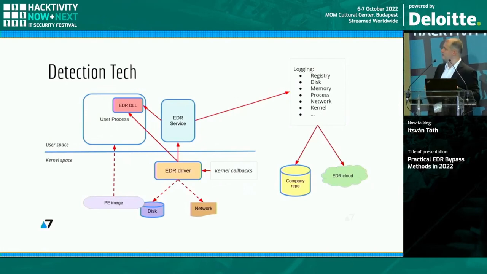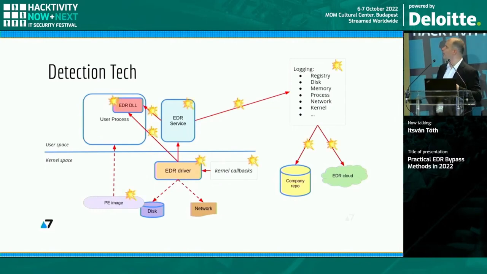There is the EDR service. There is the user process. When a user process starts, the EDR service and driver injects the EDR DLL into the user process. And the user process also has other DLLs, normal DLLs loaded, the Windows DLLs. And the Windows DLLs contain the Windows API functions, and the Windows API functions get hooked. I will try to show this on the next slide.